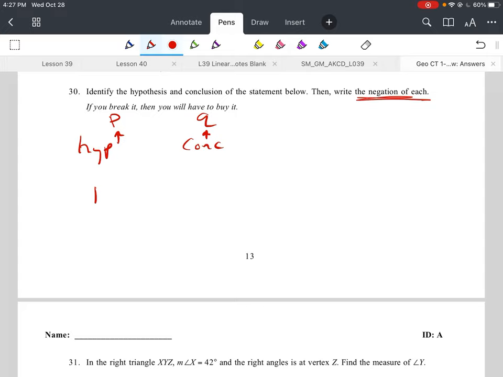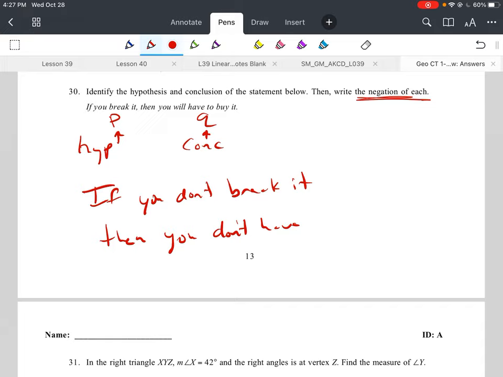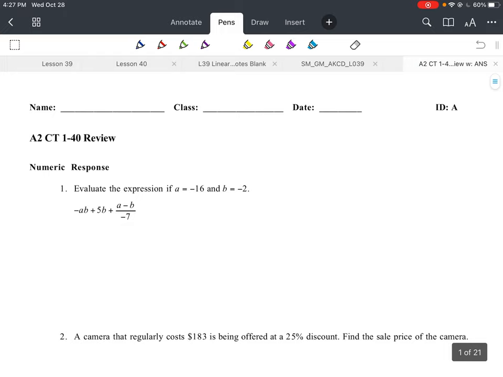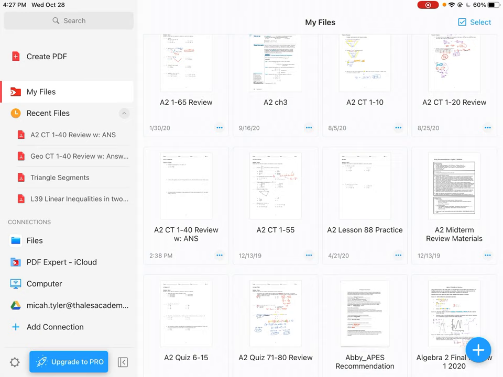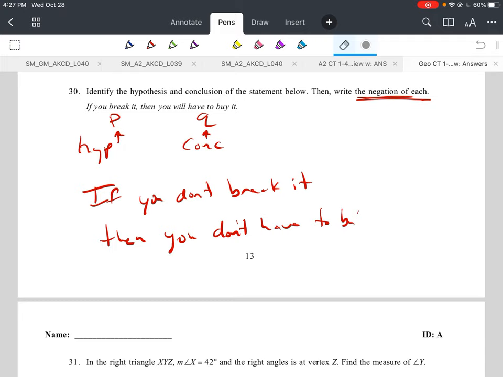So if you don't break it, then you don't have to buy it. Cannot write on this thing anymore. Oops, I just totally deleted my whole thing. Let's see if it's all still there. Here we go. Then you don't have to buy the thing. Okay? All right, so that's all it is, negation. What does it mean? That's not P goes to not Q. And just put no's in front of the verbs and you're good, or a not or a no in front of the verbs.